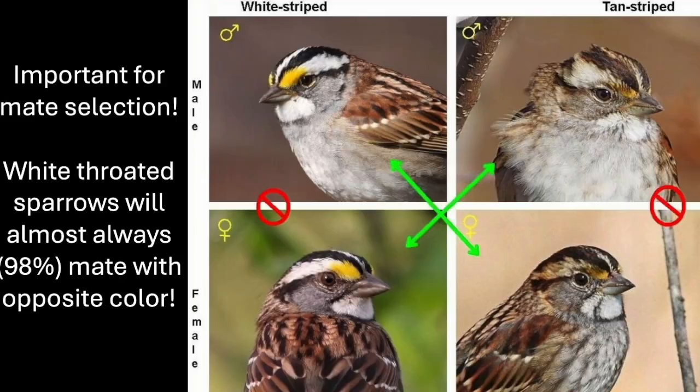And we've also talked about this example before, where we see disassortative mating, where tan stripe and white stripe sparrows are mating with the opposite color. Males of the white stripe mate with the females of the tan stripe, whereas males of the tan stripe mate with females of the white stripe.